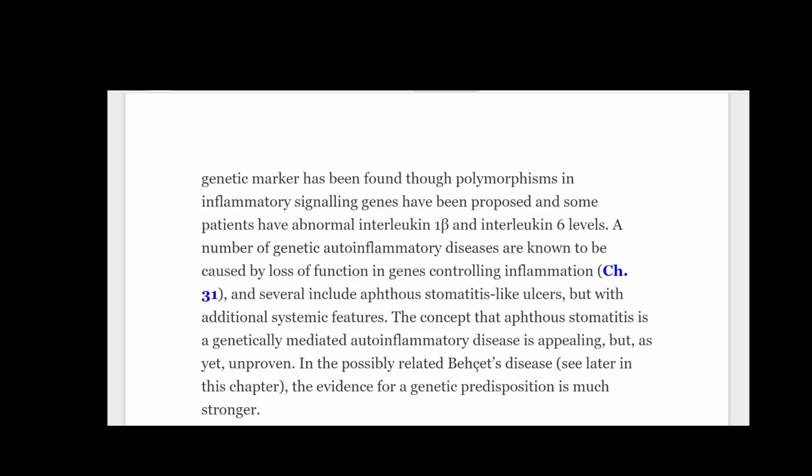A number of genetic auto-inflammatory diseases are known to be caused by loss of function in genes controlling inflammation, Ch. 31, and several include aphthous stomatitis-like ulcers, but with additional systemic features. The concept that aphthous stomatitis is a genetically mediated auto-inflammatory disease is appealing, but, as yet, unproven. In the possibly related Behçet's disease, see later in this chapter, the evidence for a genetic predisposition is much stronger.